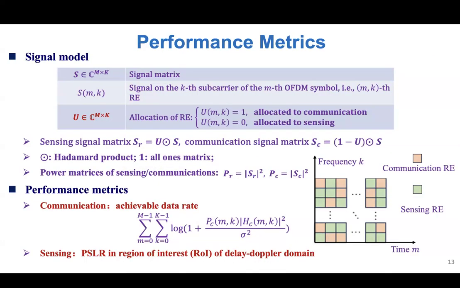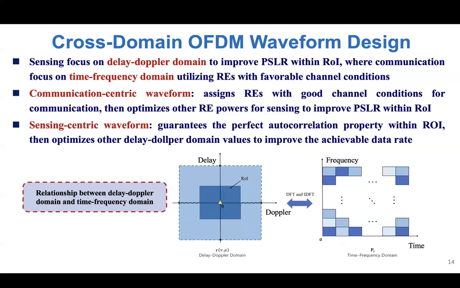So basically, in the delay-Doppler domain, how will my signal look? For sensing, we focus on the delay-Doppler domain, improving the peak-to-side lobe ratio of a region of interest, whereas communication focuses on the time-frequency domain. The communication-centric waveform concentrates the resources on those with good channels.